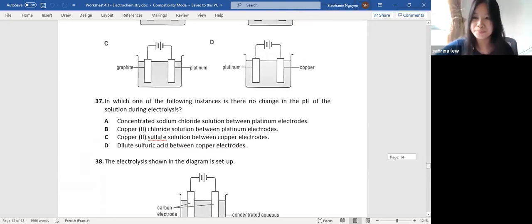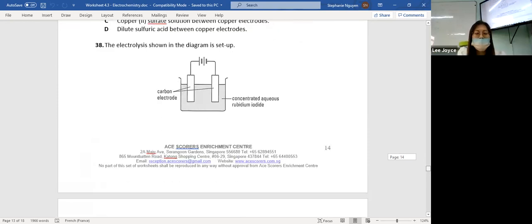Okay, so let's take a look at question 38. Now this rubidium is a group 1 metal, and you can see that the position of the rubidium in the periodic table is below the sodium. Now what do you see about group 1 metal reactivity? The reactivity increases down the group. So this means that rubidium is more reactive than sodium.